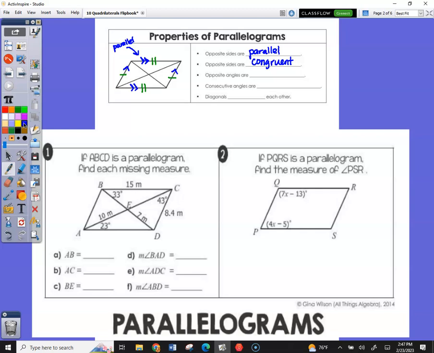I'm ignoring that. Opposite angles are blank. That would be congruent.